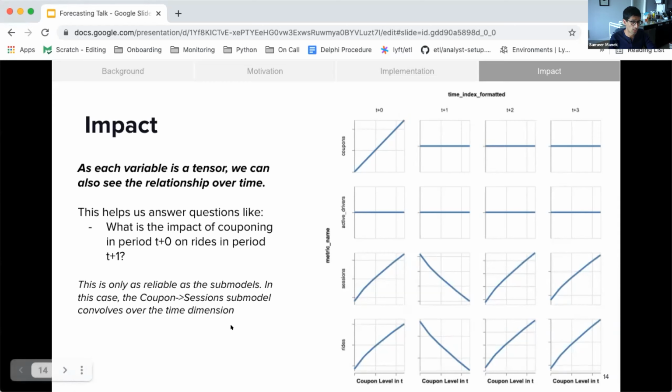Of course, this is all only as reliable as the submodel. We rely on the submodel, in this case, the coupon to session submodel, to convolve over the time dimension. That is, capture the kind of time delayed effects that coupons could have.